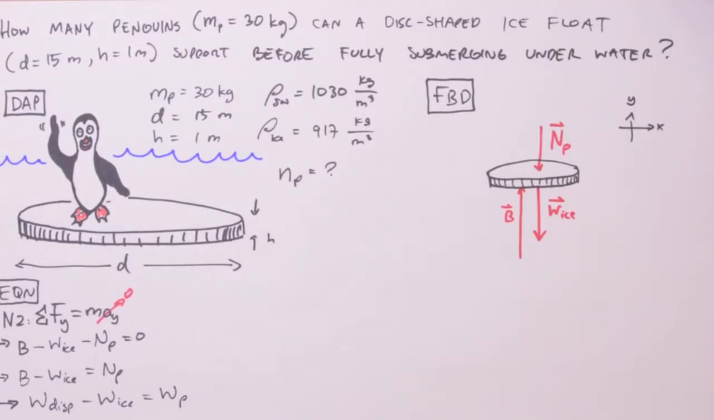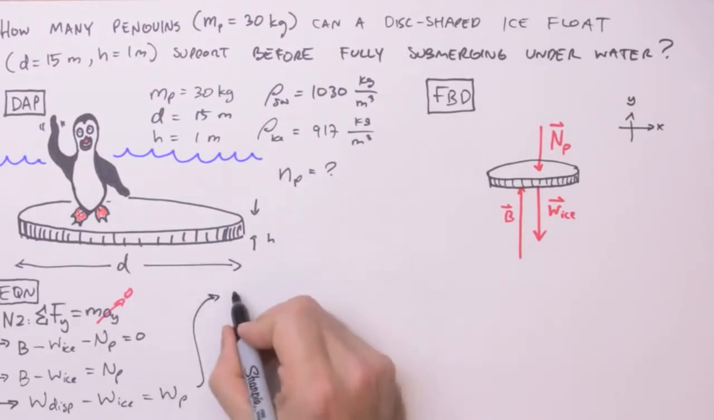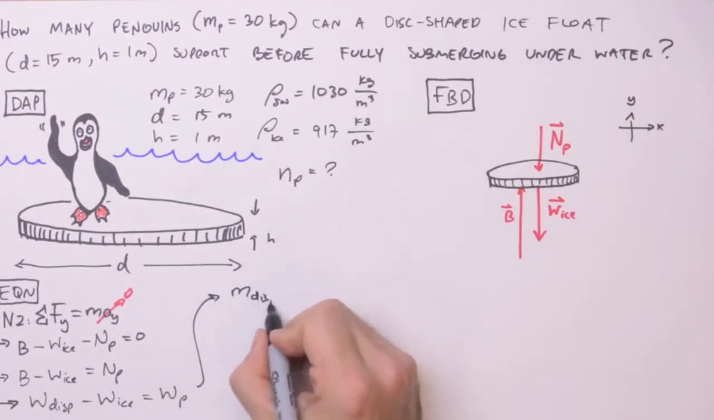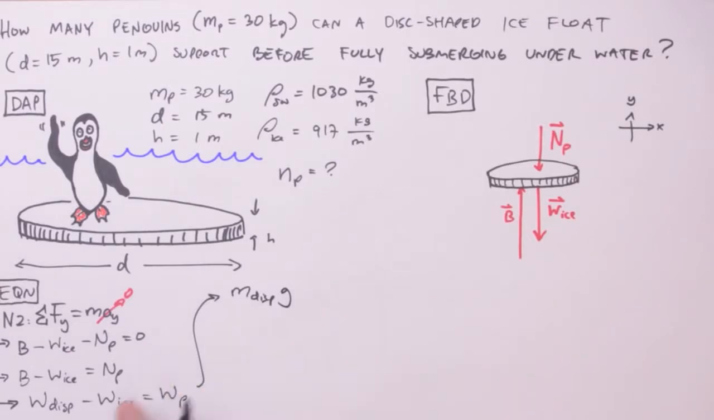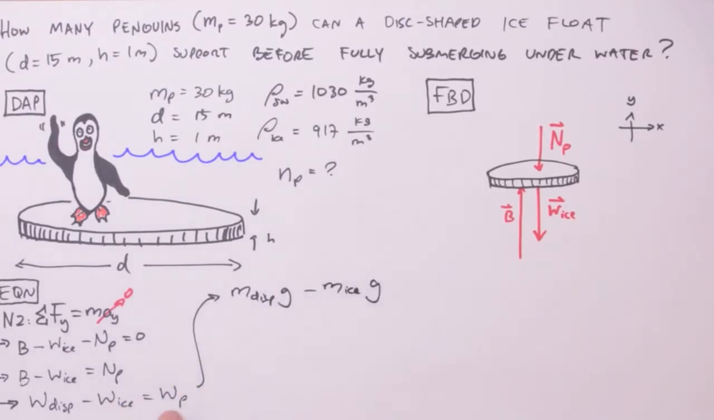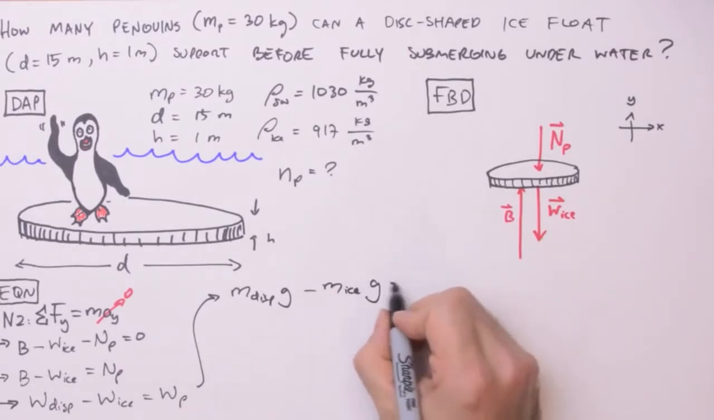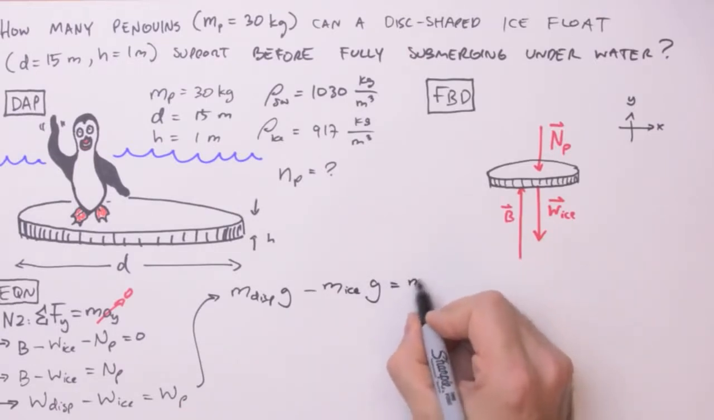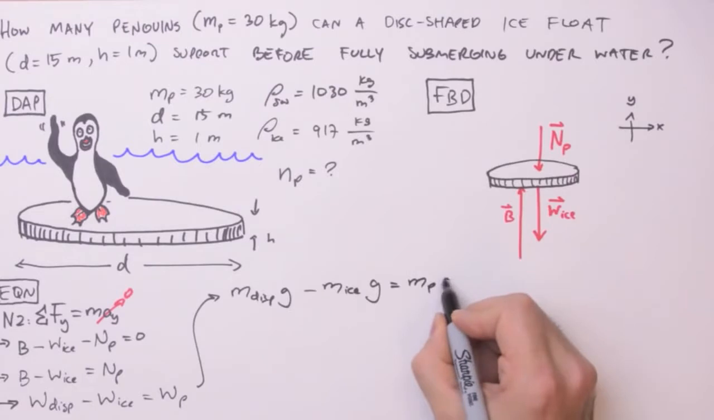Because that ice float's not accelerating, we can assume that that normal force is equal to the weight of those penguins. Now we're going to substitute in our definition of weight, mass times gravity, for each of these terms. So we have the mass of the displaced fluid times gravity, minus the mass of the ice times gravity, equals the mass of the penguins times gravity. Only for this last term, we're going to do something a little different.